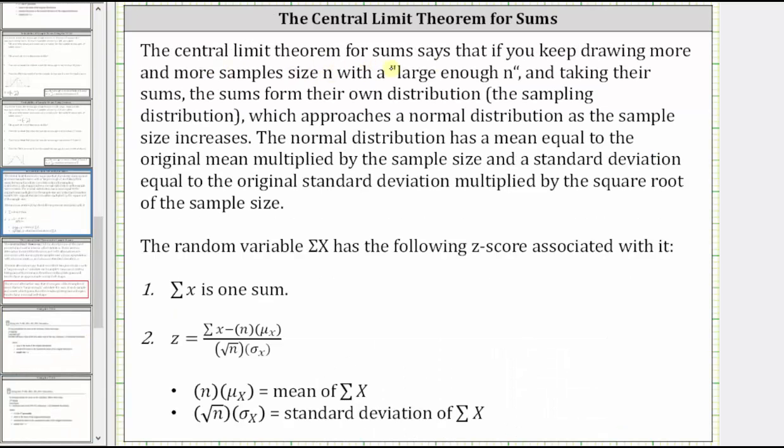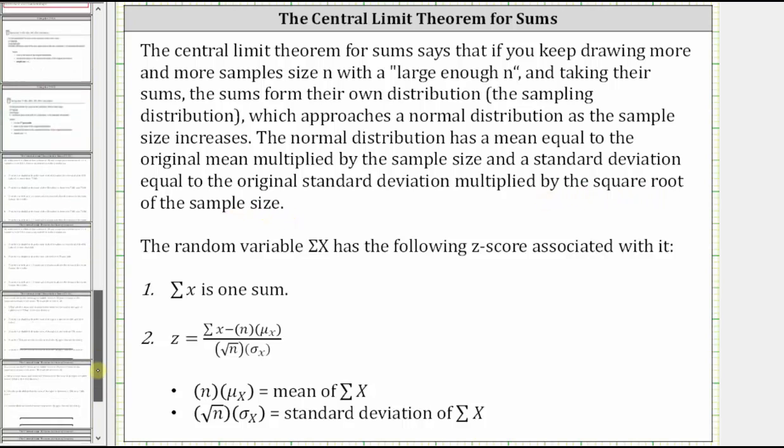The central limit theorem for sums says if you keep drawing more and more samples of size n with a large enough n and taking their sums, these sums form their own distribution, the sampling distribution, which approaches a normal distribution as the sample size increases. The normal distribution has a mean equal to the original mean multiplied by the sample size, and a standard deviation equal to the original standard deviation multiplied by the square root of the sample size.